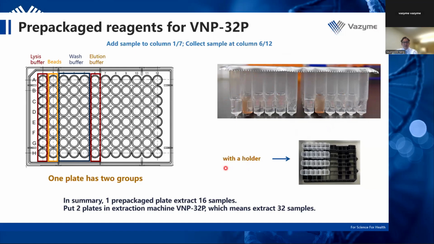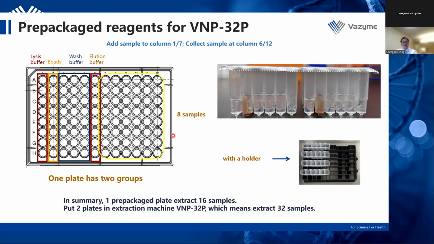So you add the samples to column number 1 and column number 7. And after extractions, you collect the result from column number 6 and column number 12. So for example, a single sample will span wells between A1 to A6 or A7 to A12. And in total, 8 samples will occupy half of the 96 well plate.